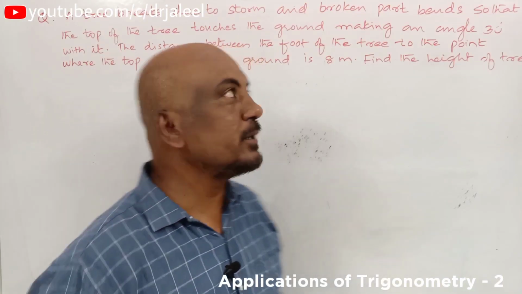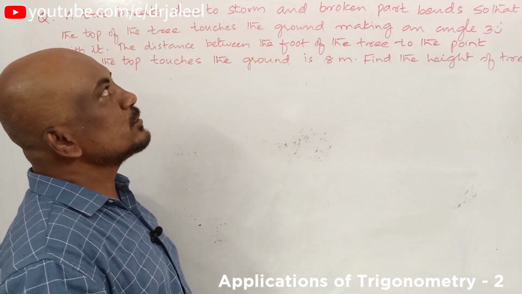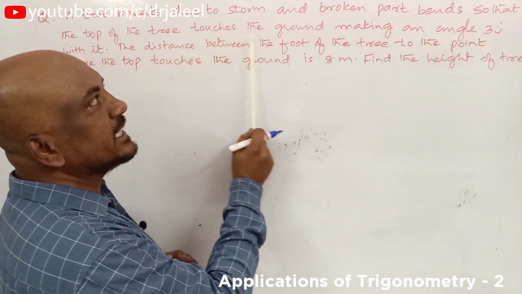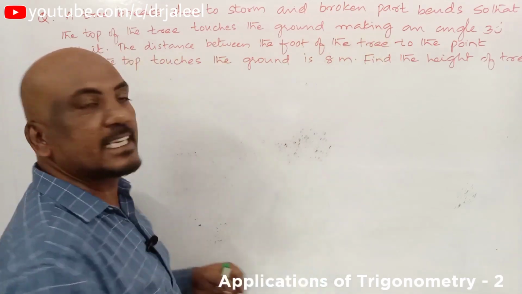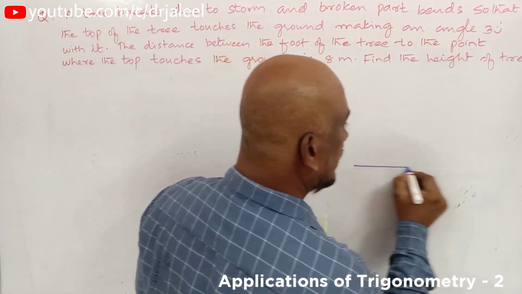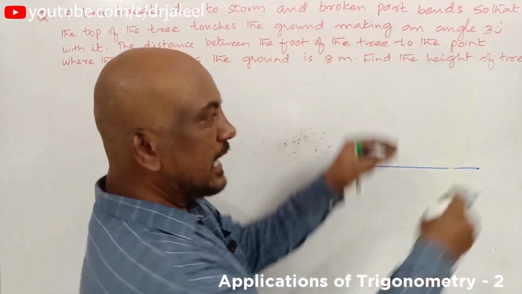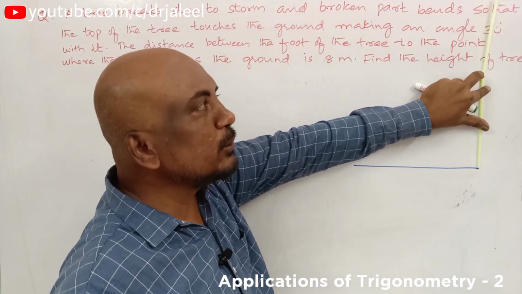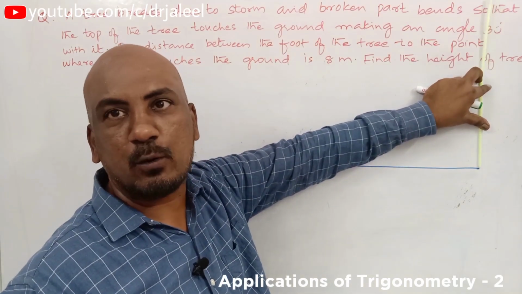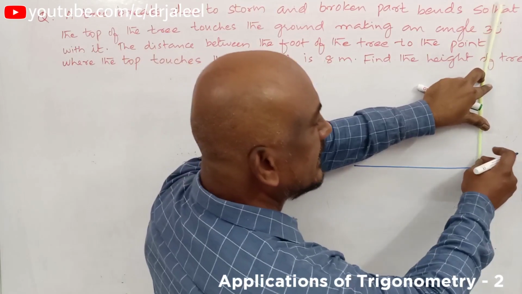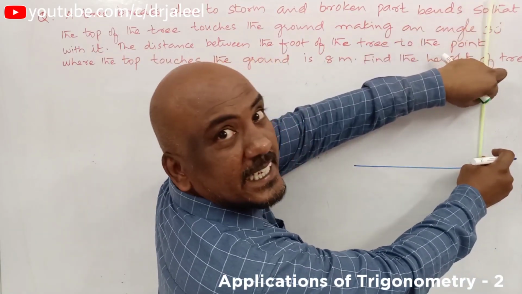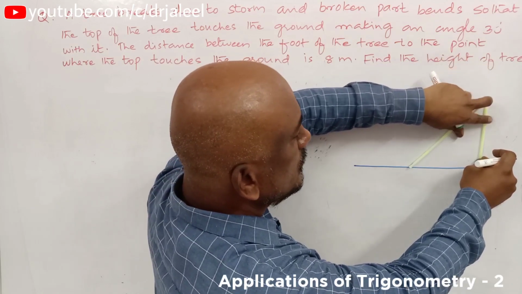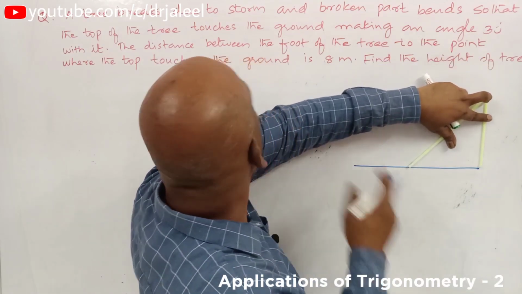Children, in this problem, a tree breaks due to storm and the broken part bends so that the top of the tree touches the ground, making an angle 30 degrees with it. So let me take this to be the ground and there is a tree. I am assuming this as a tree. Due to the storm, which is nothing but a cyclone, the tree is broken. It is broken in the middle. Say it is broken here and it has fallen down here like this. Now let's read the question once again.